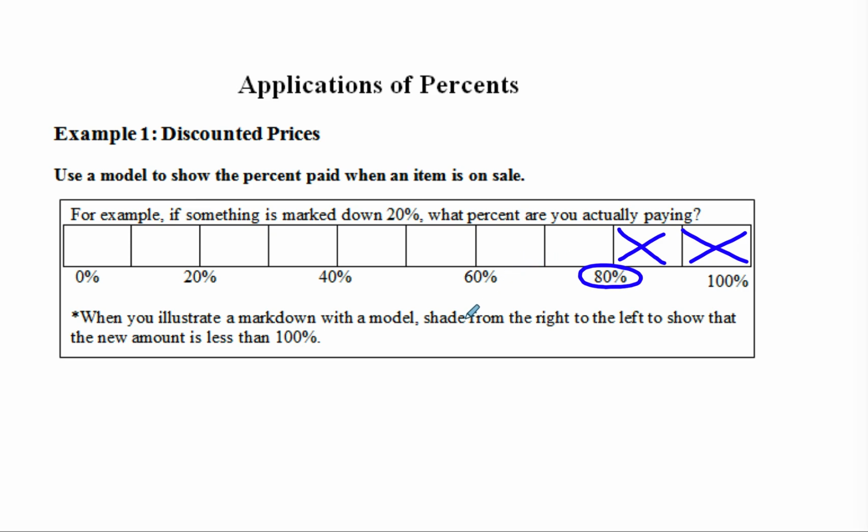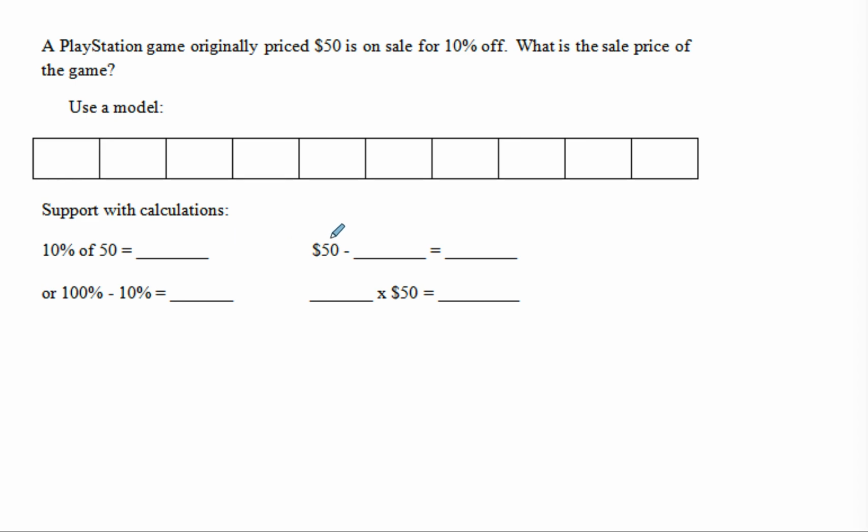And just as a reminder here, it says when you illustrate a markdown or discount, same thing, with a model, we're going to shade it from the right to the left to show the new amount is less than 100%. All right, so let's take a look at our first problem here. A PlayStation game originally priced $50 is on sale for 10% off. What is the sales price of the game?